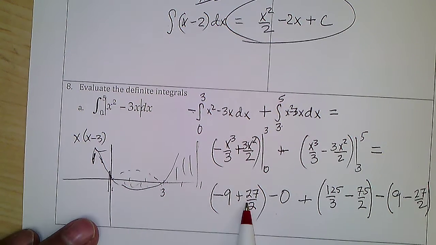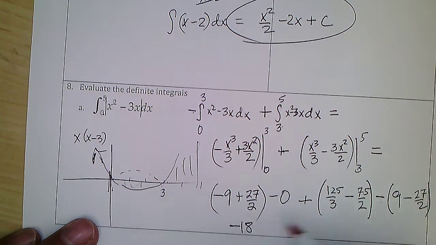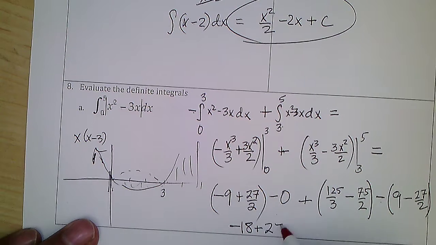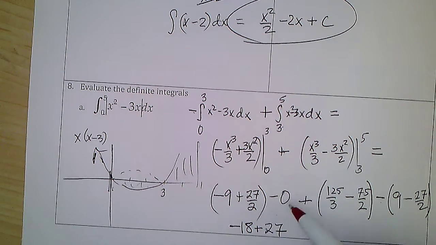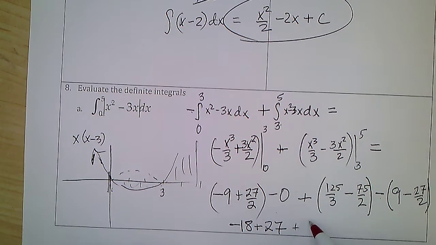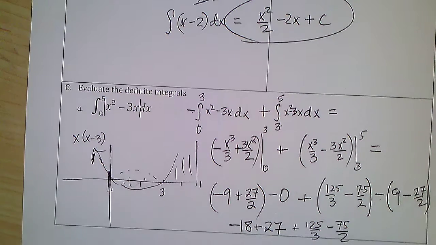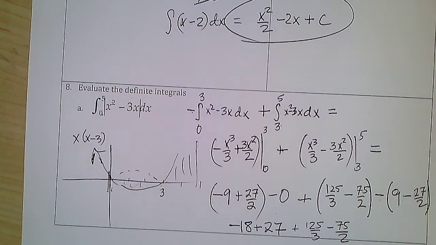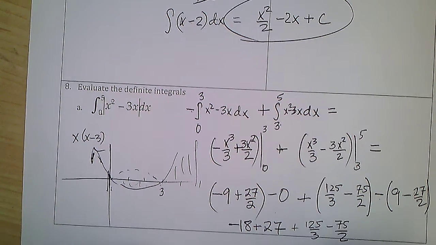This is minus 9 plus 27 over 2. So that's minus 18 plus 27. Half of 27 plus another half of 27 is 27. Plus 0 plus 125 over 3 minus 75 over 2. Which turns out to be 13 1/6.